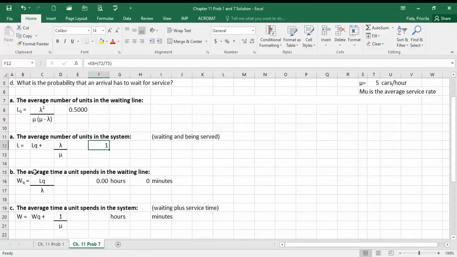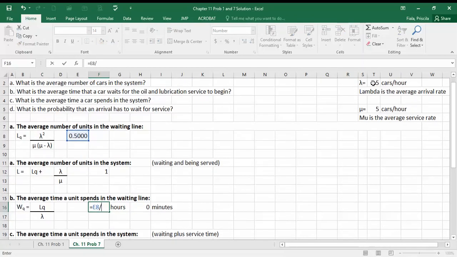Okay. So B, what's the average time a unit spends in the waiting line? Well, the average time, now we're talking about time. So depending on how much we get in hours, we can define how many minutes. That's why I put it like this. So right here it says to calculate the average time a unit spends in the waiting line. All you have to do is get your LQ again. That's why we had to calculate that first. And you're going to divide it by the lambda, right? Right here.